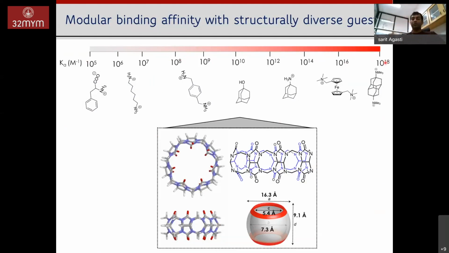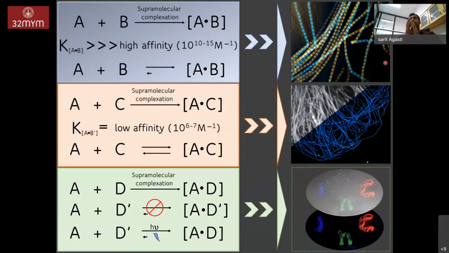Okay, so now if I have a library of molecules with different affinities, what can we achieve from there? These are the three important aspects I'm going to talk to you about, based on these molecular interactions. The first important aspect is that if you have very high affinity interactions, you will essentially get an AB complex formed at given concentrations, right?